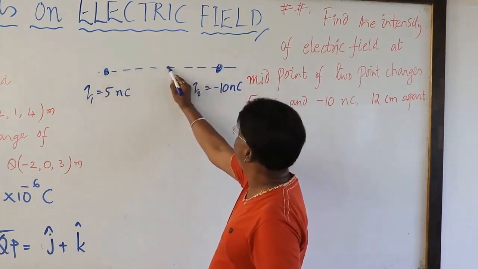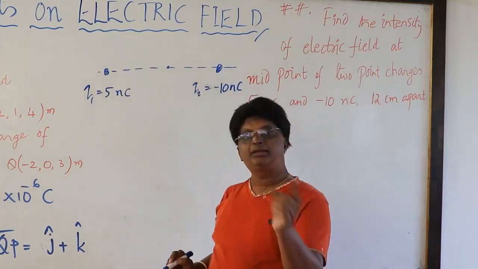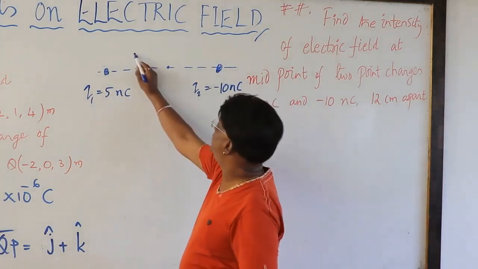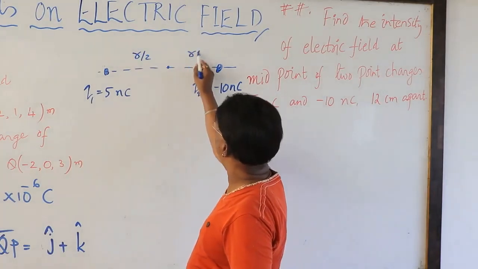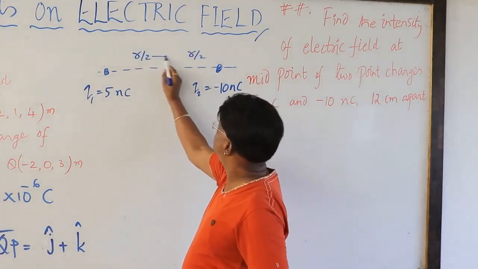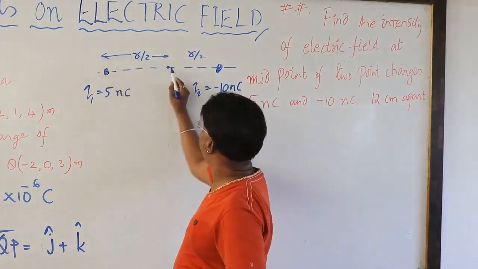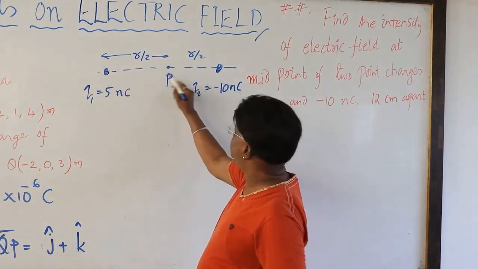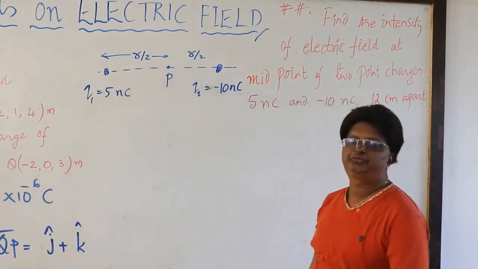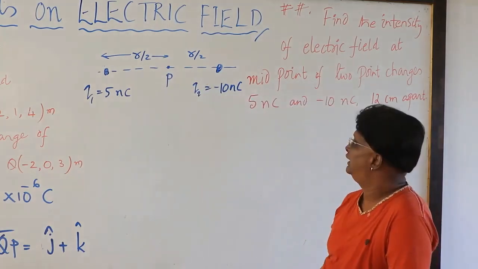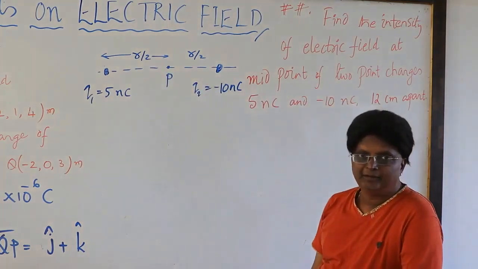Now this is the midpoint. If r is the distance between the two charges, then I will write it as r by 2, and this is also r by 2, right? This is the point of observation, and I write it as P, where we need to find the intensity of the electric field. Right.